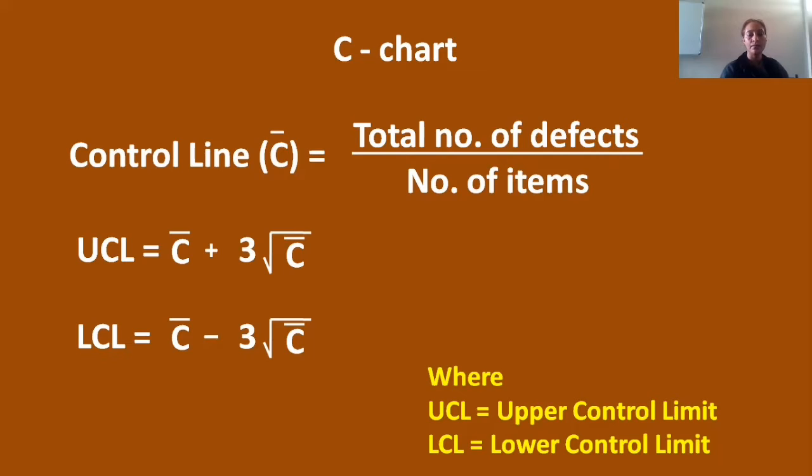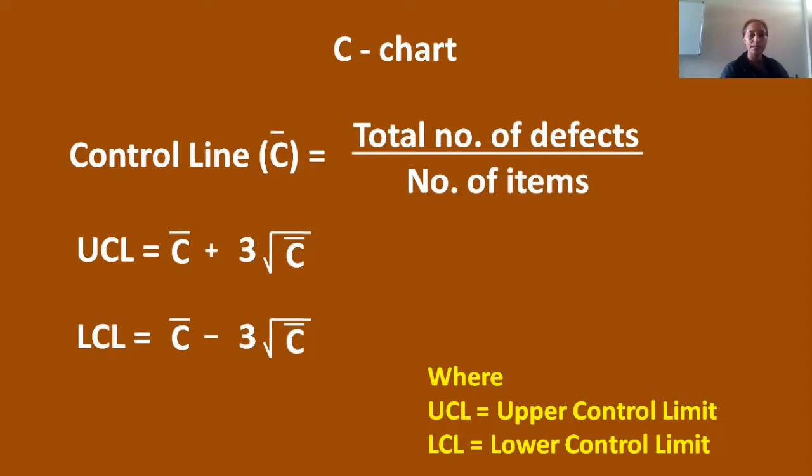With the help of that, we can get three lines, and then we need to draw these three lines on the graph, and whatever samples we are given, we have to plot all those samples on the graph. With the help of that, we will say whether the process is in control or out of control.